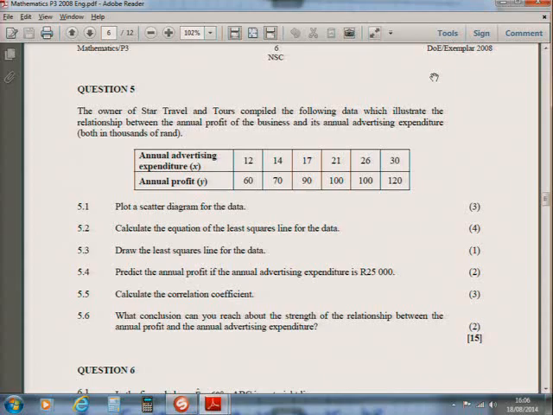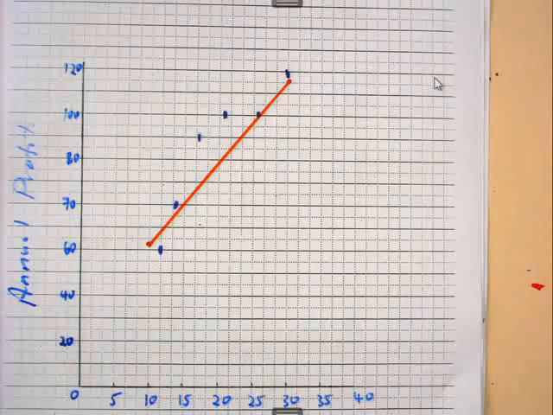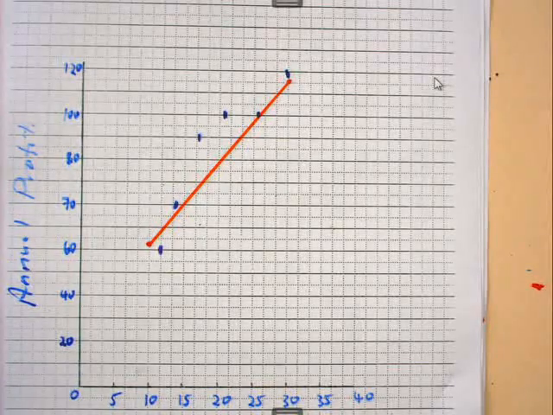The question now says, predict the annual profit if the annual advertising expenditure is 25,000. The expenditure now is 25,000. It means we go now to our equation here.